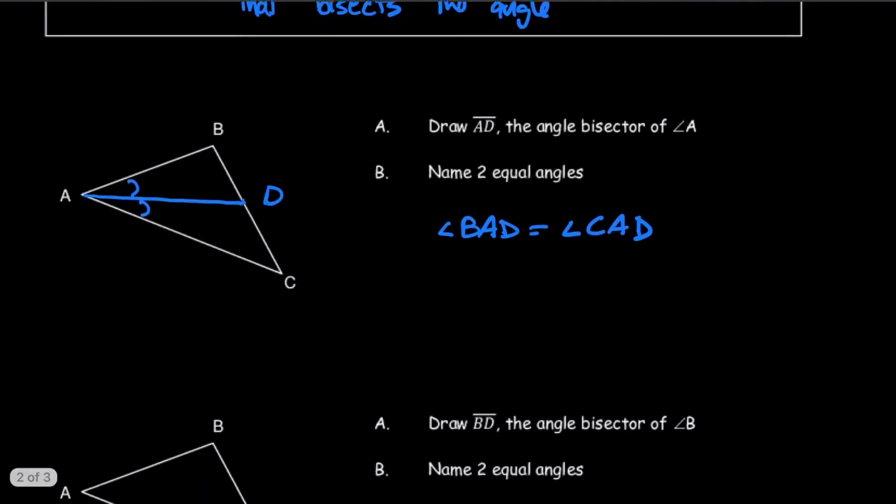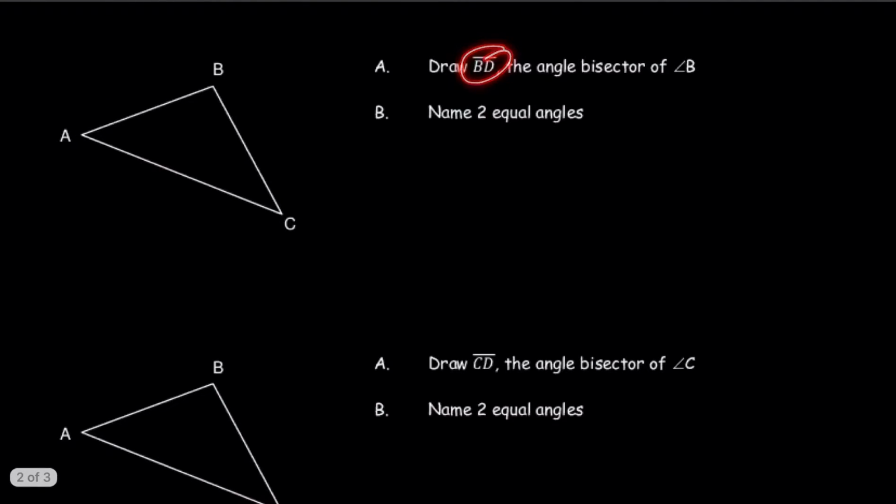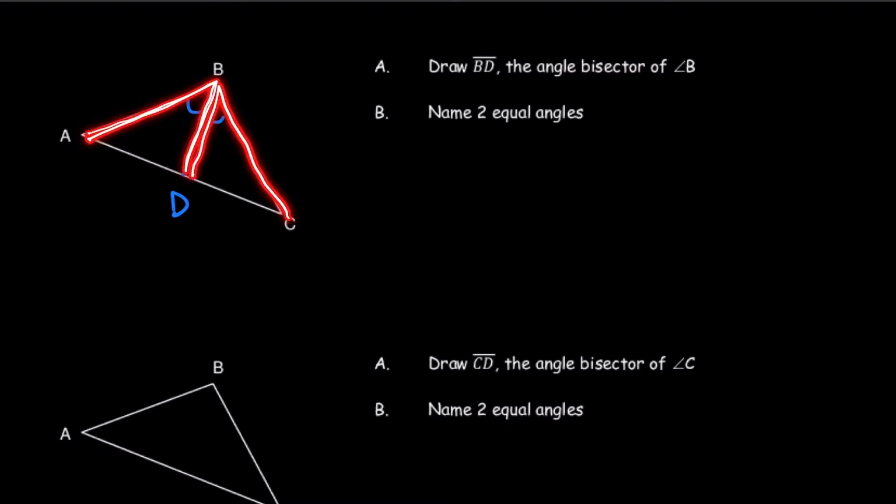Let's try it from a different perspective. Draw BD, the angle bisector of angle B. So as you come down through, you want to go so you're the same distance away from both of these sides, which makes these two angles equal. And then this is going to be D. I know this angle and this angle are congruent or equal. That means angle ABD is equal to angle CBD. Angle ABD equals angle CBD.